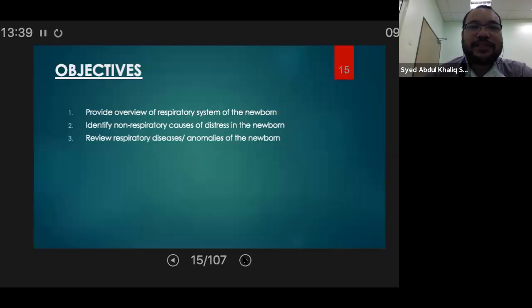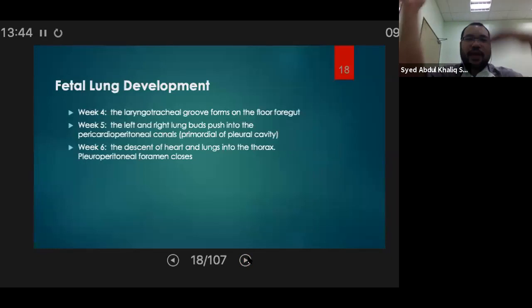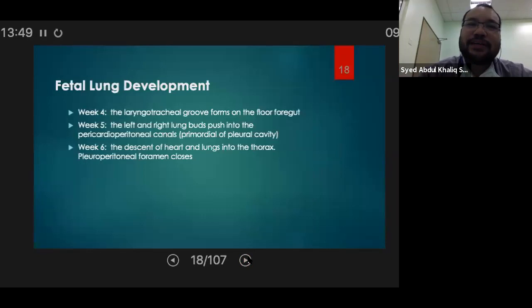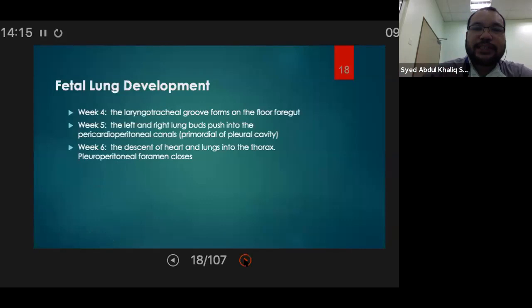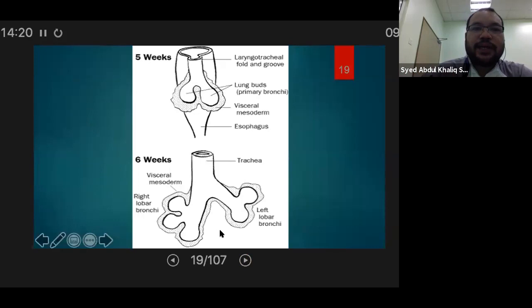Okay, so just to recap, when you look at neonates, you need to always look at the fetal lung development. By week 4, the laryngotracheal groove forms from the floor of the foregut, and by week 5, the left and right lung buds push into the pericardioperitoneal canals, where there is the primordial pleural cavity. By week 6, there is descent of the heart and lungs into the thorax, and the pleuroperitoneal foramen starts to close. By week 5 you can see the growth being formed, and by week 6 it starts to descend into the intrathoracic cavity.